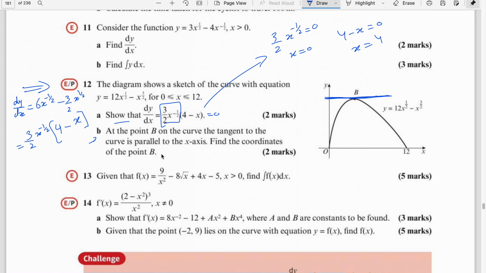So find the coordinates. x is 4 and y is unknown. We can put that back in the equation, 12 times 4 to the 1 by 2 minus 4 to the 3 by 2. So the square root of 4 is 2 into 12, 24. 4 square root is 2, 2 cube is 8, so 16. So the coordinates of B are 4, 16.